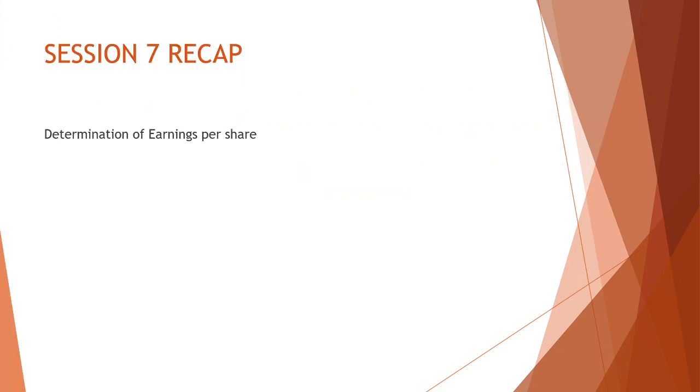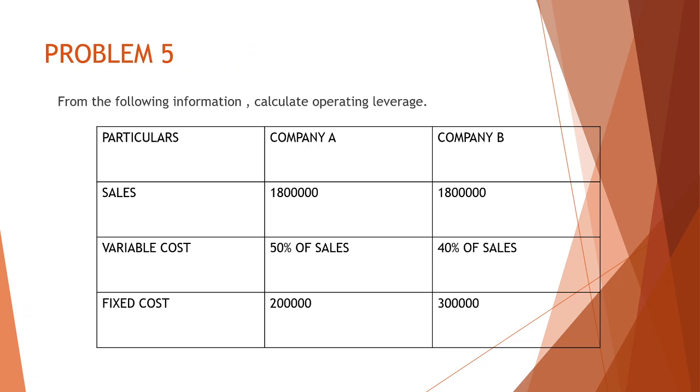In the previous session, we worked out problems in determining the earnings per share. In this session, we'll work out some more problems. So, problem number 5. From the following information, calculate operating leverage.